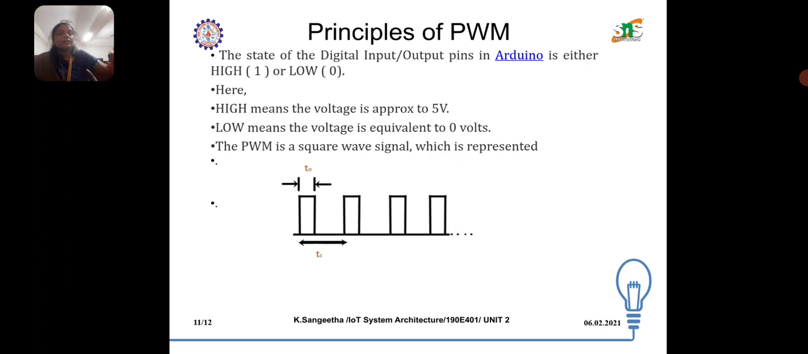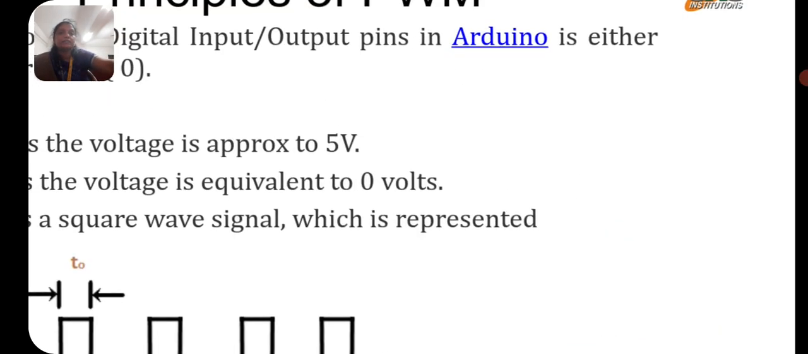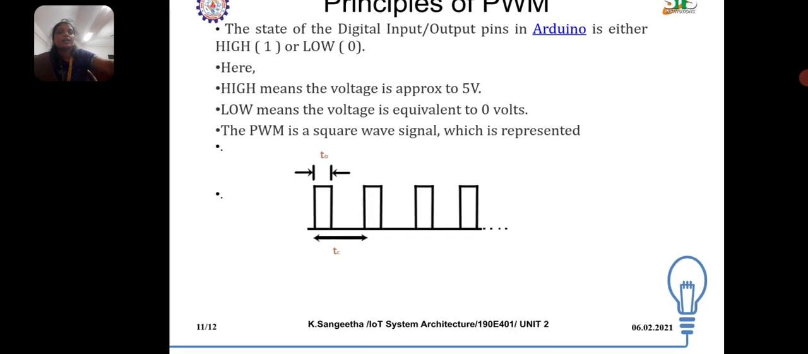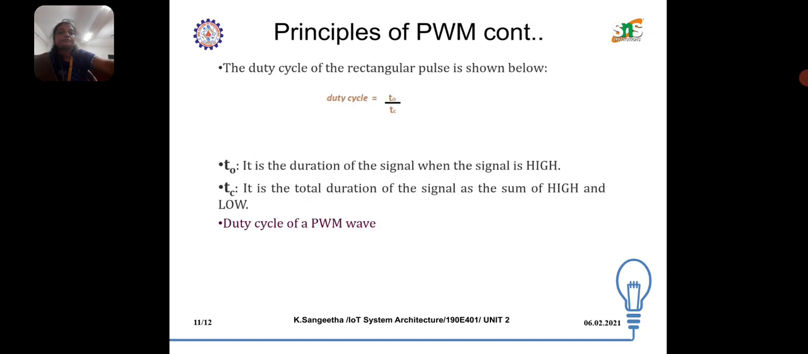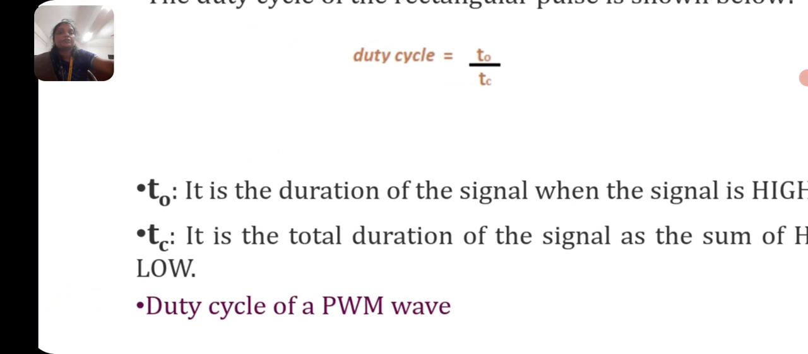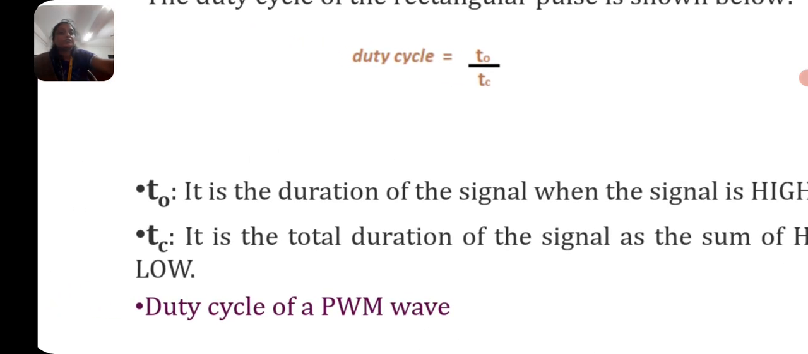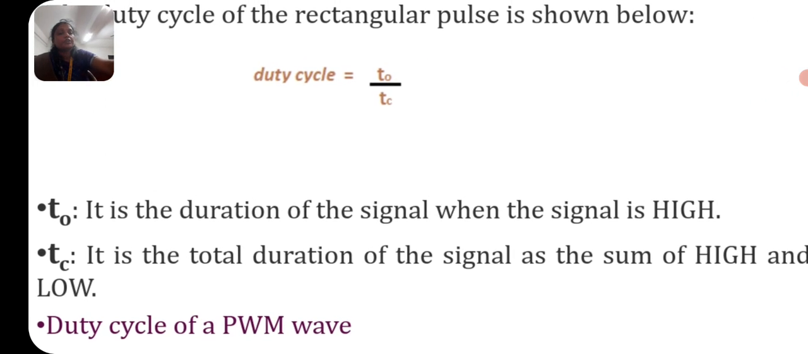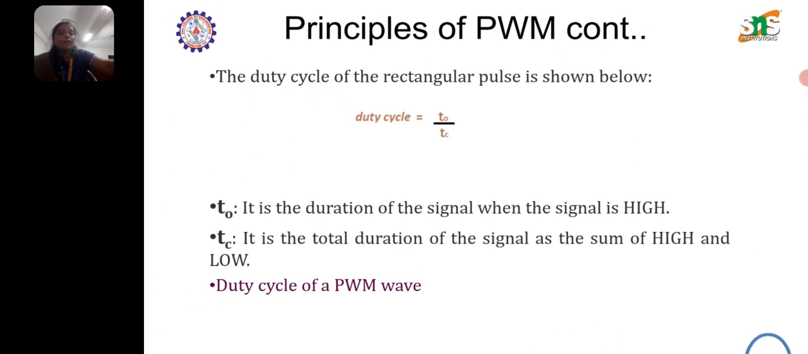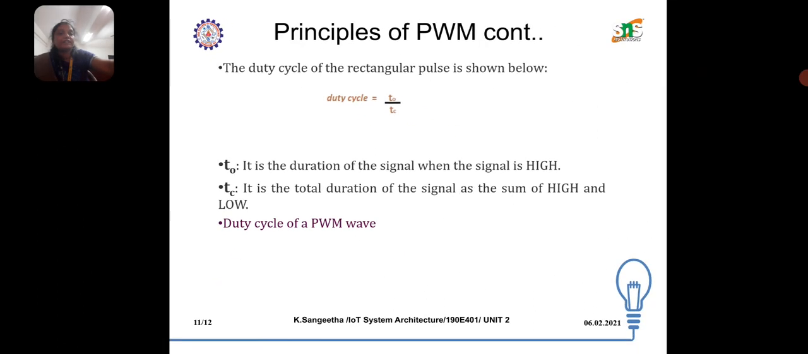So it is TC and TO. TC is the total pulse width and TO is the on period. The duty cycle is TO divided by TC. TO is the duration of the signal when the signal is high. TC is the total duration of the signal as the sum of high and low. So the duty cycle of a PWM wave is TO divided by TC.